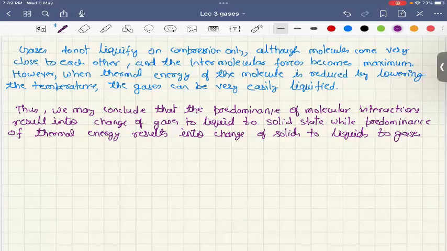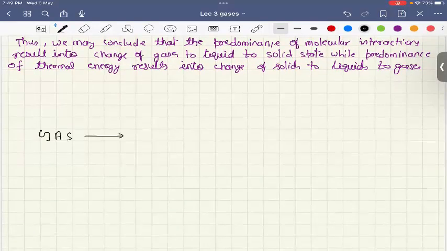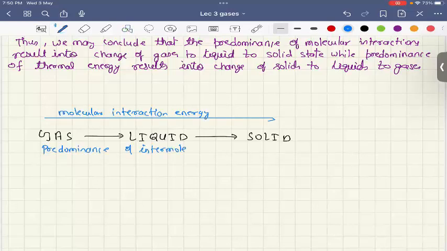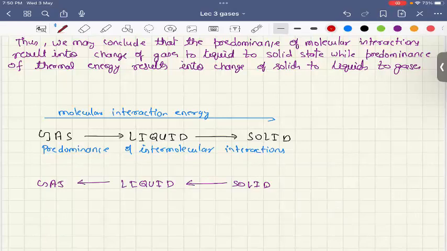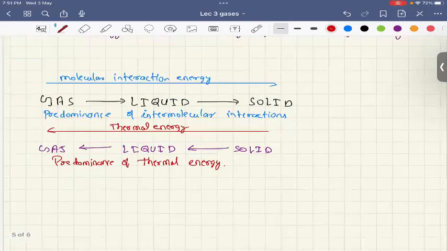Right? So we can make a figure which could be like this. So here we have a gas. We have to convert it to liquid, solid, so we go in this direction. What is going to happen is the molecular interaction energy is going to increase. Intermolecular interactions. Whereas when we want to go the reverse way, we end up with thermal energy, right? Predominance of thermal energy.